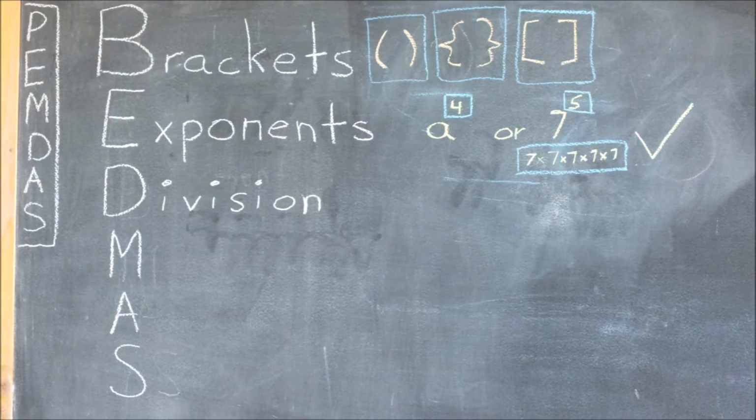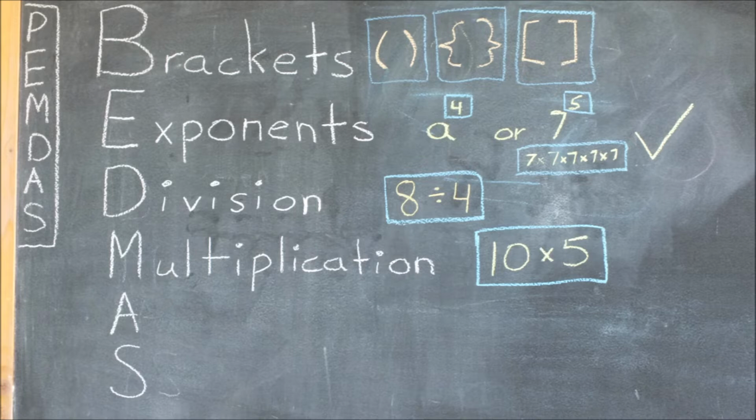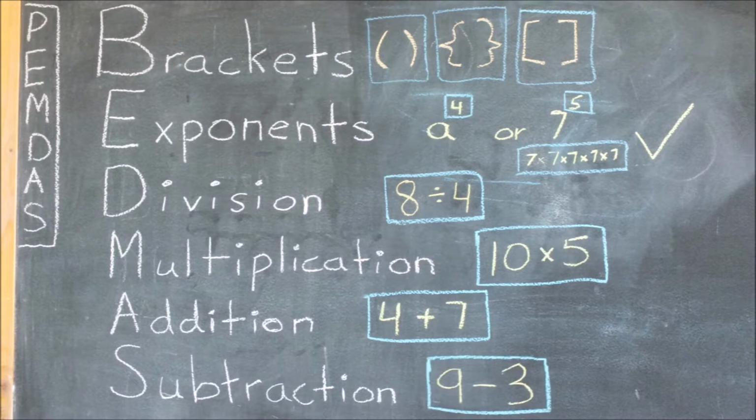Next up, for D, we have division. Here is a simple example. Next on our list, we have multiplication. Here is another simple example that could be found in an equation. The A stands for addition. Another easy example. Lastly, we have subtraction. And although it might be last, it is not less important.